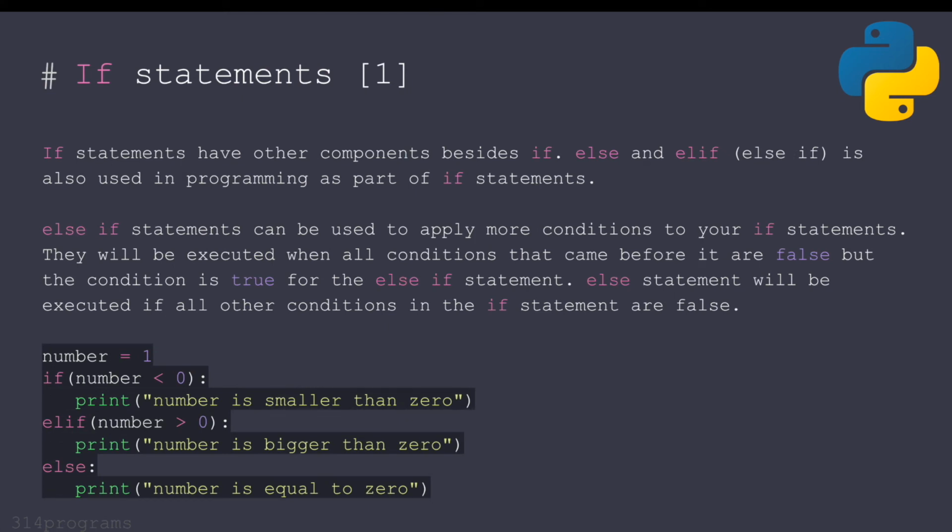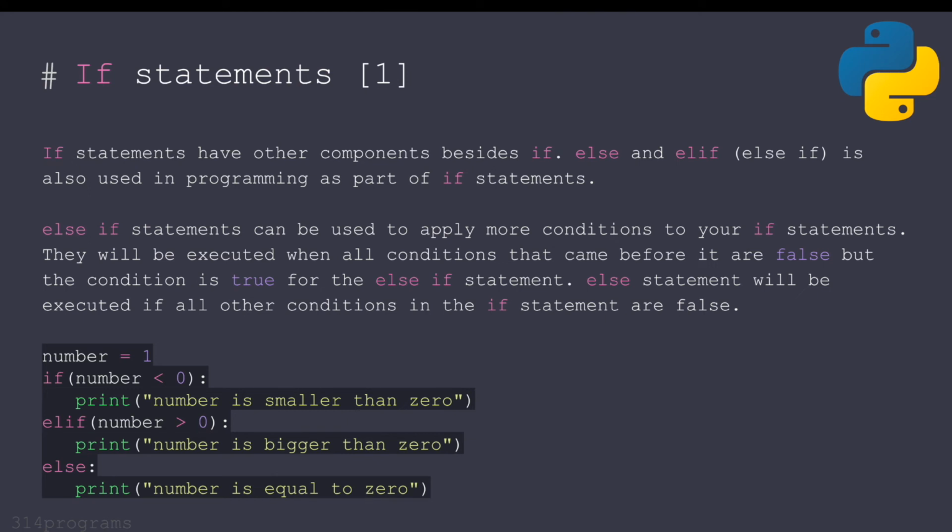Else and elif, also known as else if, are also used in programming as part of if statements. Else if statements can be used to apply more conditions to your if statements. They'll be executed when all conditions that came before it are false, but the condition is true for the else if statement. Else statement will be executed if all other conditions in the if statement are false.